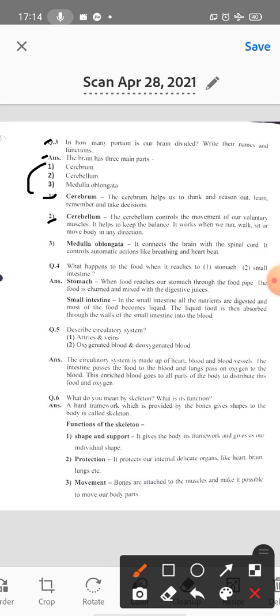Second is cerebellum. The cerebellum controls the movement of our voluntary muscles. It helps to keep the balance. It works when we run, walk, sit or move our body in any direction. Okay, so this is the main function of the cerebellum. The cerebellum controls the movement of our voluntary muscles. It helps us to keep the balance and also it works when we run, sit, walk, move our body in any direction.